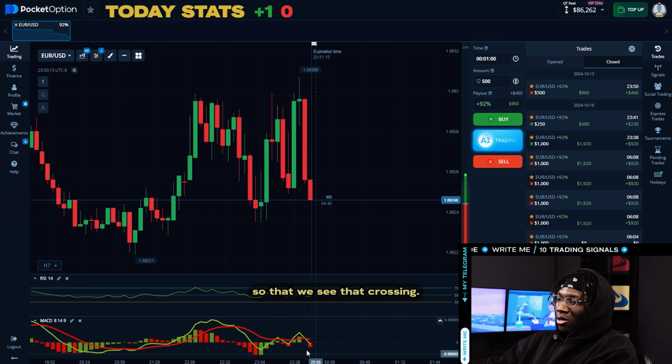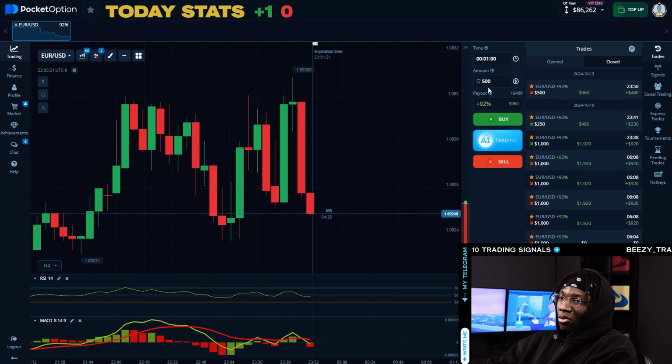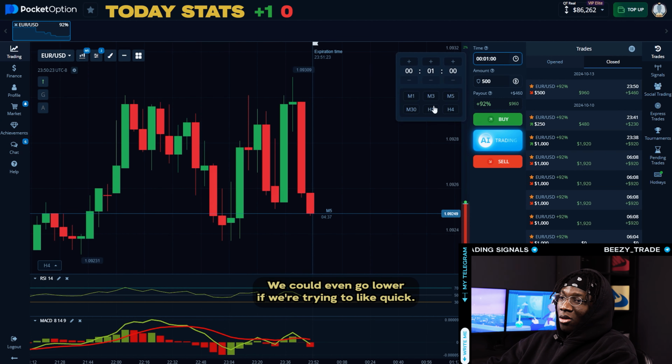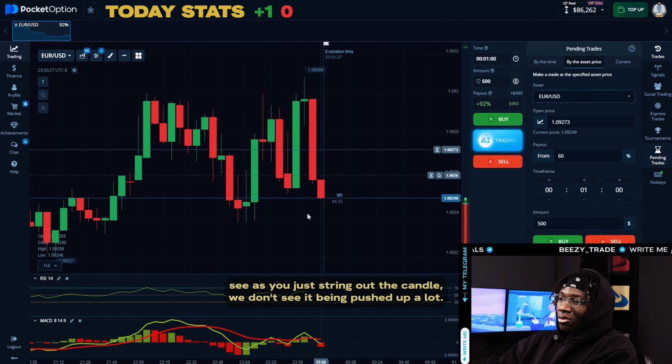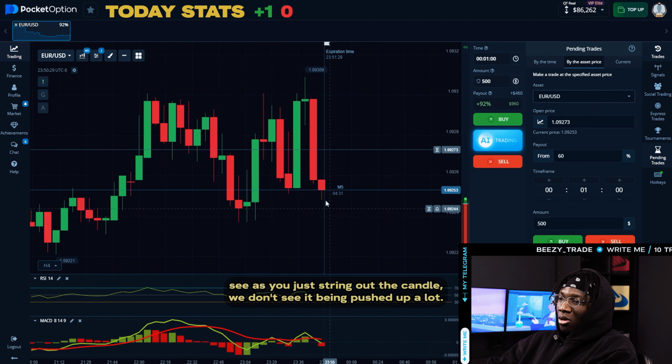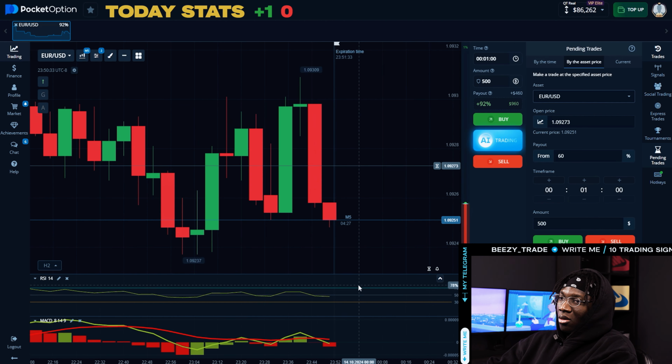So now we see that crossing, but we still see that being pushed down. So we can continue to scalp on here for a minute. We can even go lower if we're trying to be quick. And you can see, just straight off the candle, we don't see it being pushed up a lot. Now we see a little bit of pushback right there.